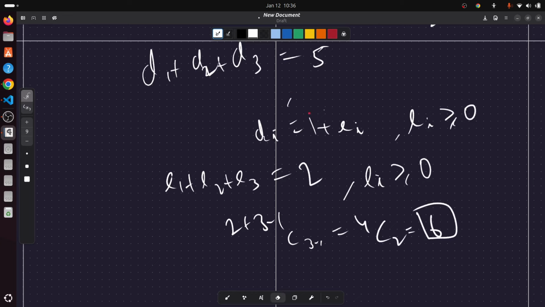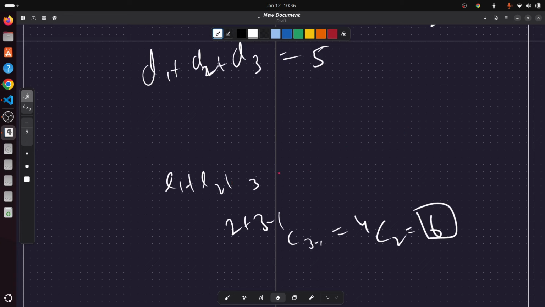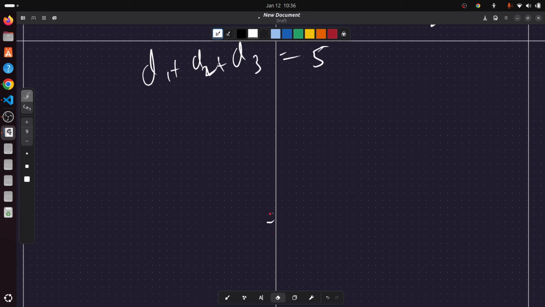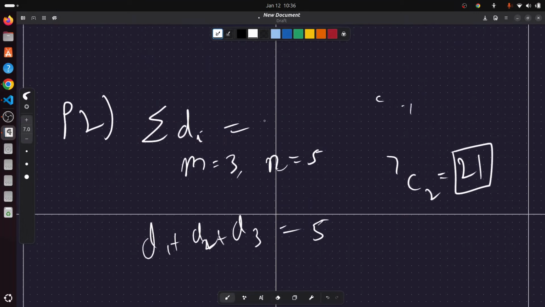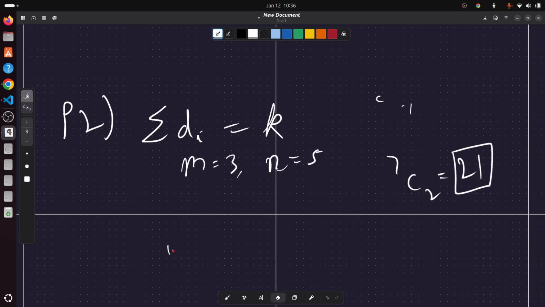So the problem 2 that we have is that if the sum of di is equal to some k, then we have to find out the sum of the product of di over all the different ways to break it. So let us just look through all the ways to break it.